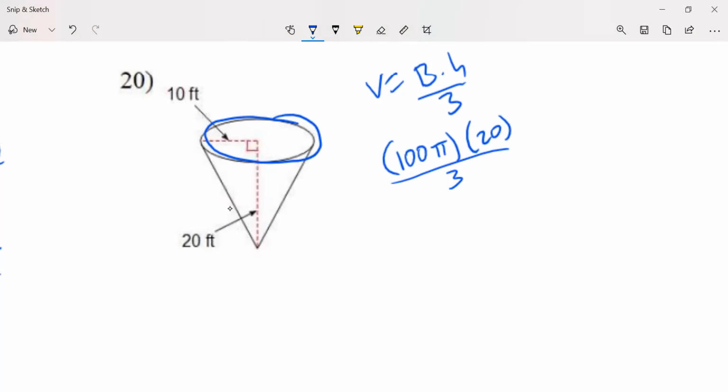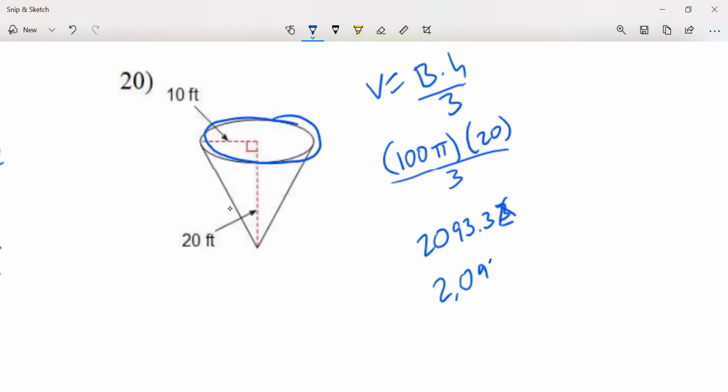So let me go 100 times 3.14 times 20 divided by 3. According to my calculator, I get 2093.33. Second decimal number is too small, so my answer is going to be 2093.3.